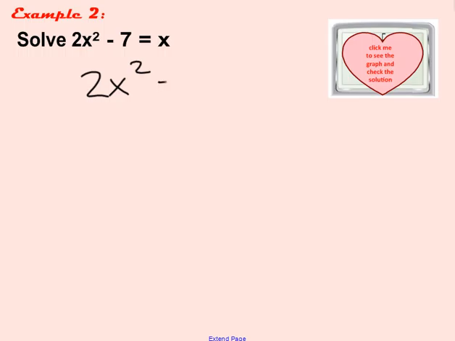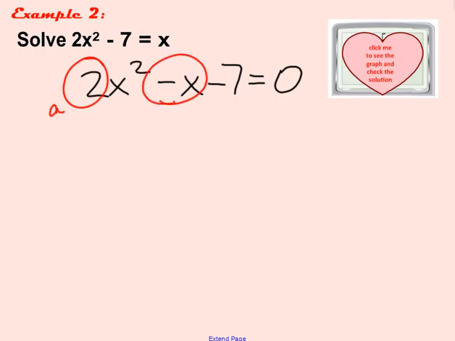2x squared, subtract x from both sides, minus 7 equals 0. All right, values of a, b, and c. Our value for a is 2. Our value for b is an implied negative 1. Our value for c is negative 7. Plug that into the formula.